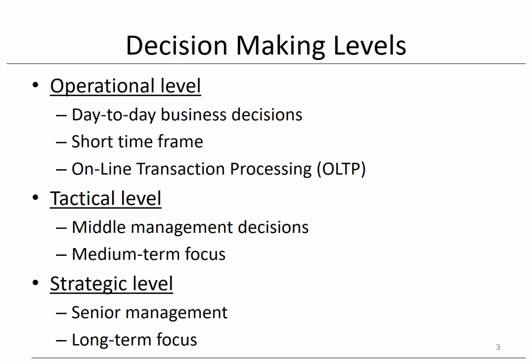The next level of decision-making is the tactical level, where decisions are made by middle management with a medium-term focus, for example, a month, a quarter, or a year. As an example, think of a store manager who wants to know the monthly sales for all products to decide upon replenishment orders.